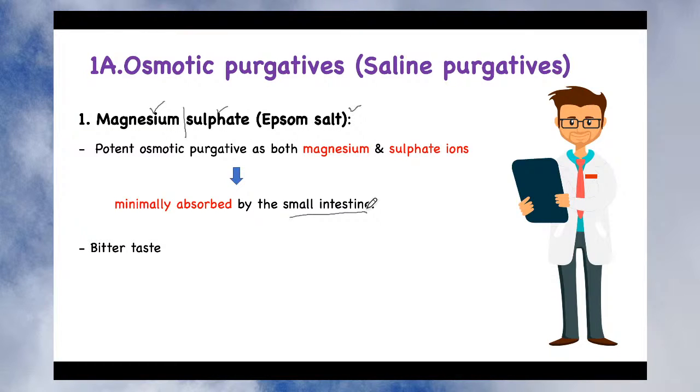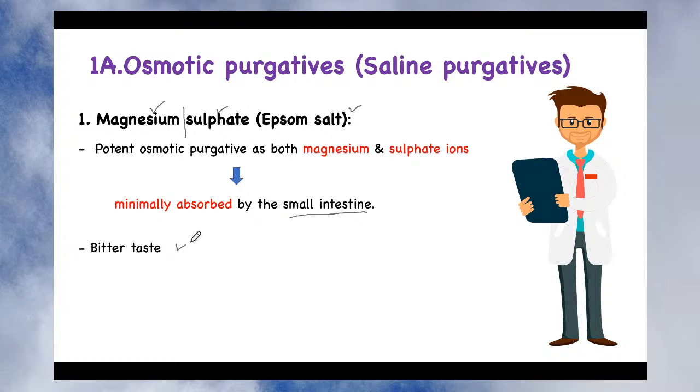So both magnesium and sulfate ions are potent osmotic purgatives, which are minimally absorbed into the small intestine, and they attract more and more water into the intestine. Second, it is given as a sweet syrup. You add some amount of sugar so that you can mask the bitter taste, and the patient can comfortably take the dose of magnesium sulfate.